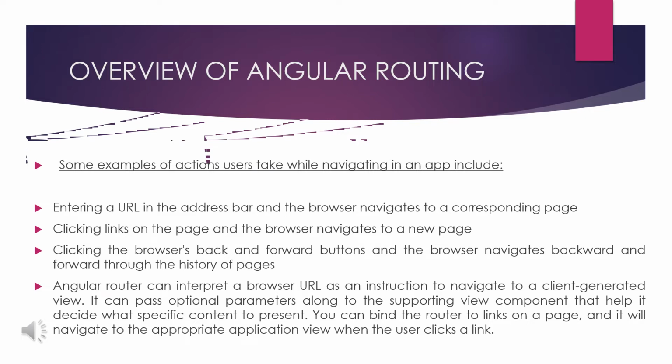So the Angular router has browser URL instructions. Based on the navigations, it will load different components based on the user's requirement. For example, I have 10 components. I have a home component, and inside this home component, I have some 9 components. Whenever I click on a component, this component will be navigated to and loaded in the browser. Likewise, the Angular router works.